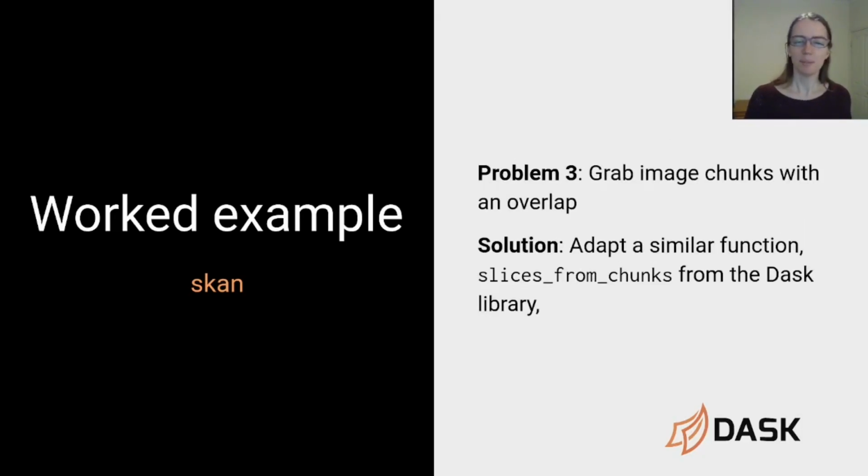The third problem is that since we're now using delayed instead of map_overlap, it means we need to find a way to grab the array chunk with some overlap attached to it. So delayed is really flexible, which is great, but it does mean that we have to handle a lot of these associated things ourselves. So the solution here turned out to be pretty straightforward. I found a very similar kind of function used internally in Dask, and I was able to adapt it to solve this issue.